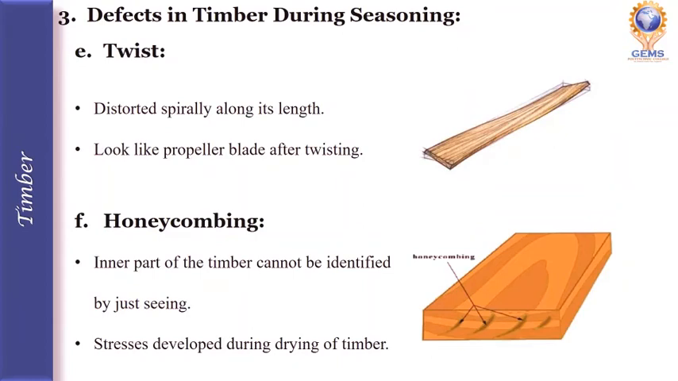The fifth defect is twist. The twist of the timber forms when the timber piece is disoriented spirally along its length. It looks like a propeller blade after twisting. The sixth defect is honeycombing. Honeycombing occurs in the inner part of the timber. We cannot identify it just by seeing it. Honeycombing occurs due to the stresses developed during the drying of timber.